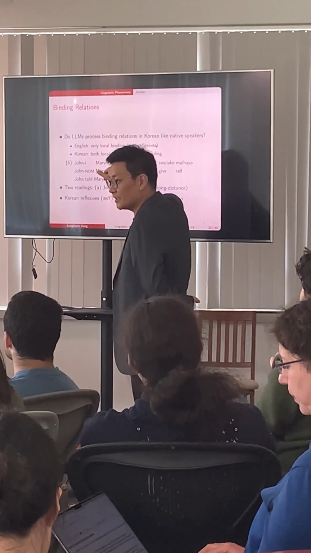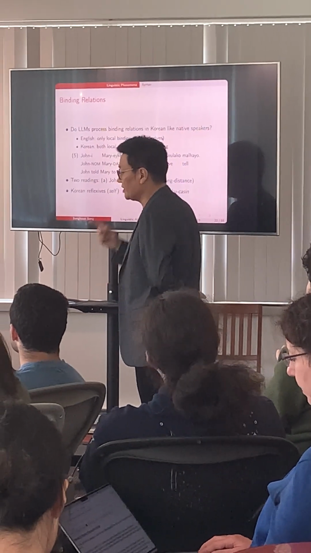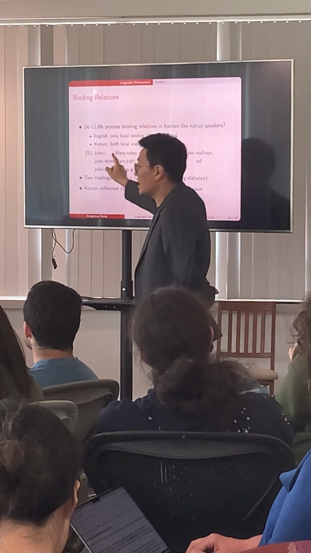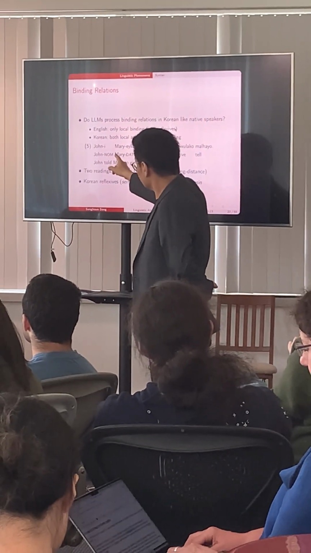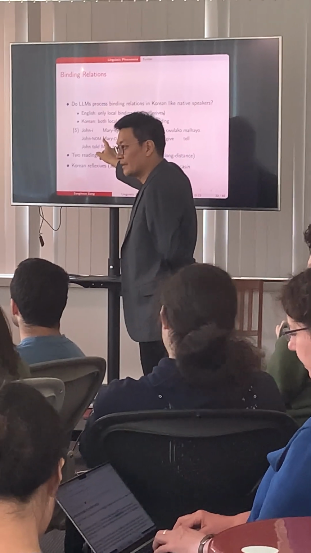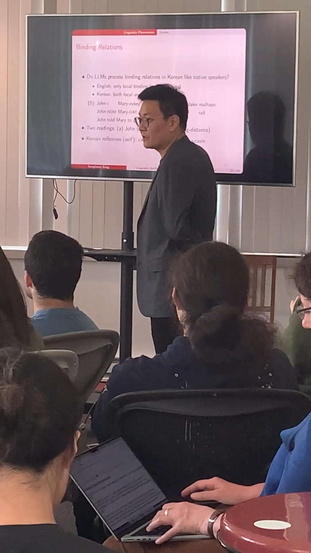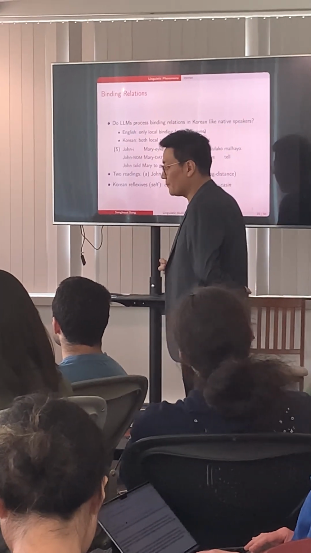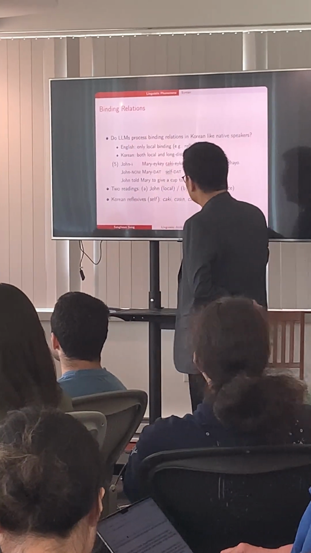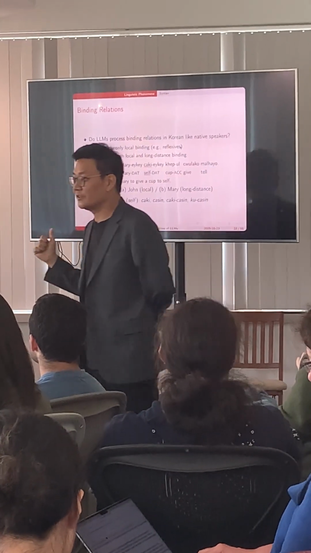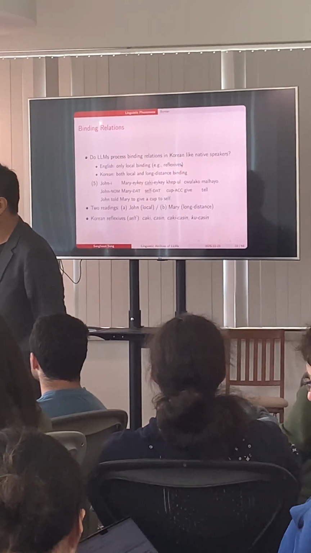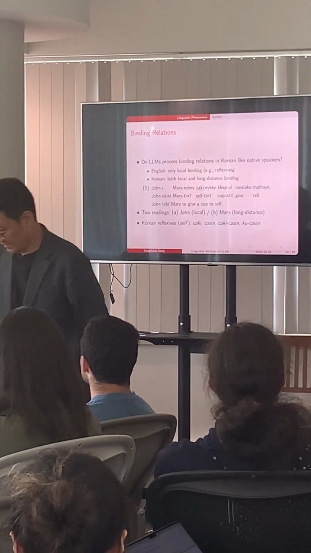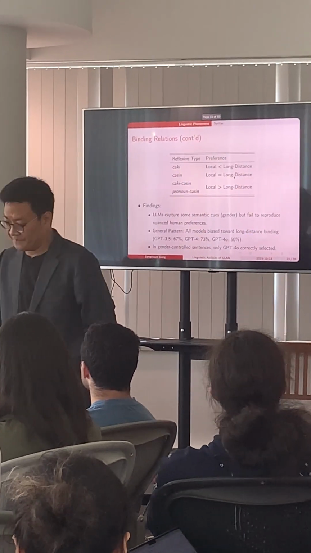In this case, 자기 is the reflexive form in Korean. In Korean, 자기 can refer to either the subject John or the beneficiary Mary at the same time. So this is a typical example of Korean binding theory. The reference can be either of them. The same goes for here. I tested whether large language models can understand this kind of ambiguity in binding theory in Korean.